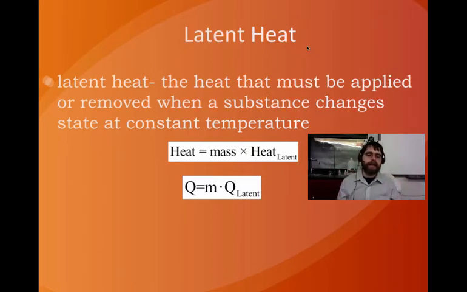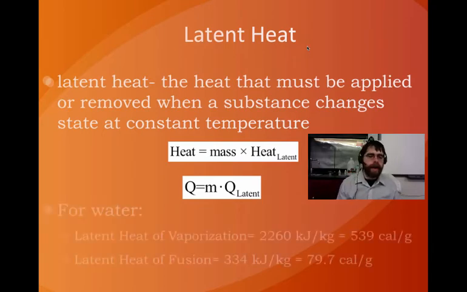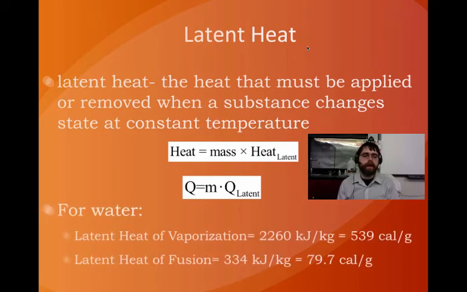But latent heat is the amount of heat necessary to change state of matter. And I have the specific values here for water: the latent heat of vaporization, which is the boiling one, and the latent heat of fusion, which is the freezing melting one, units there. And those constants can also go on your formula page.